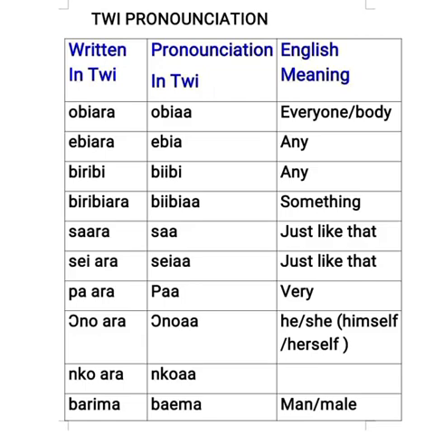Bibia, that's something. The next one here is sara. In Twi pronunciation, we call it sa. The next word is seyara. In pronunciation, we pronounce it as seya. We have pa ara. Now in Twi pronunciation, we pronounce it as pa.